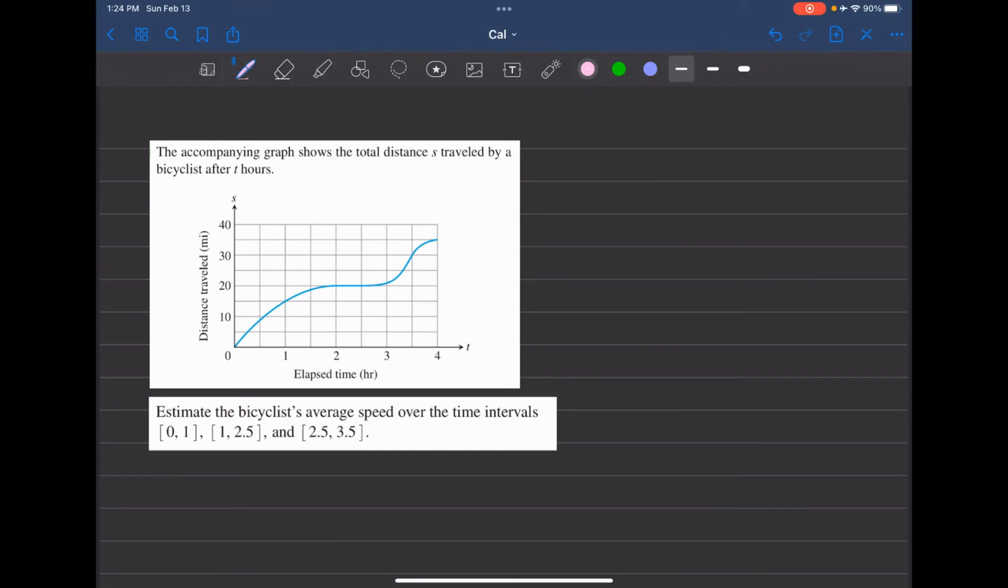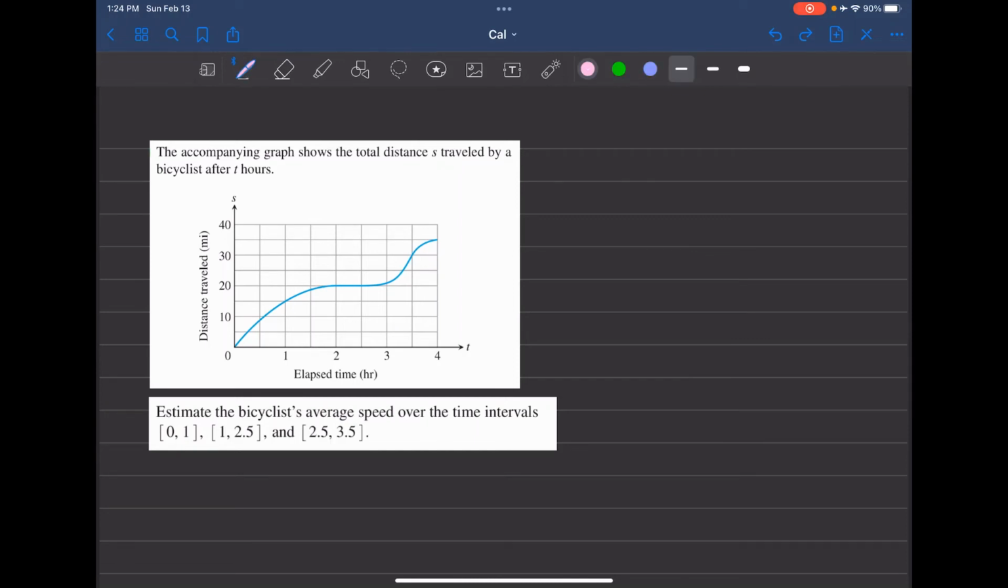For this problem, we're going to find the average rate of change by using this given graph. So we have this graph showing the total distance S traveled by a bicyclist after some t hours. Let's see what we're looking for. We want to estimate the bicyclist's average speed, which is the same idea as average rate of change.